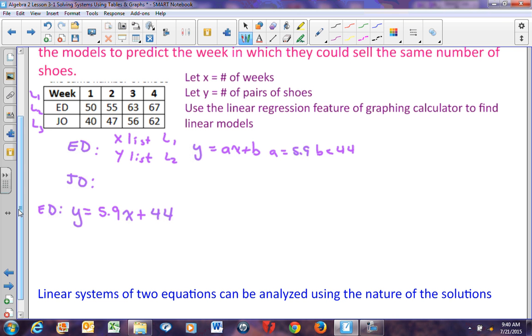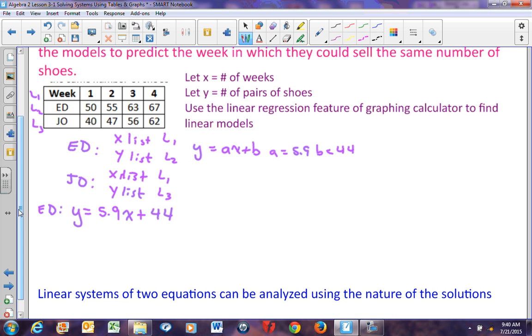So hit your stat key again, scroll over till it says calculate, go down to 4 where it says linear regression. Make sure your x list for Joe is L1, but your y list for Joe has got to be L3 this time. So go down there and make sure it says L3. And if you don't know how to put that in there, it's in the blue. So second 3 pulls up L3. And you're going to calculate that.